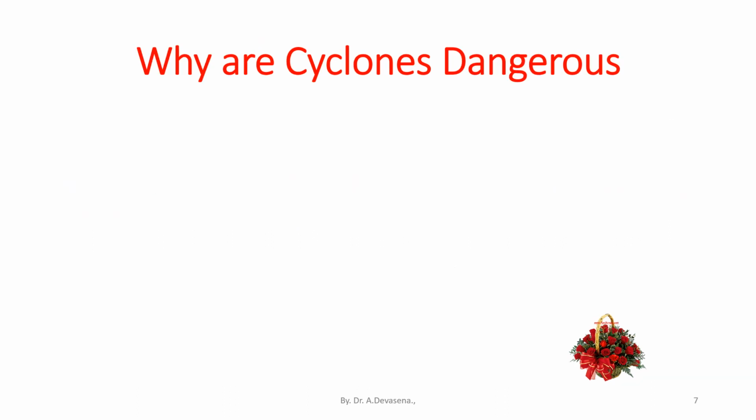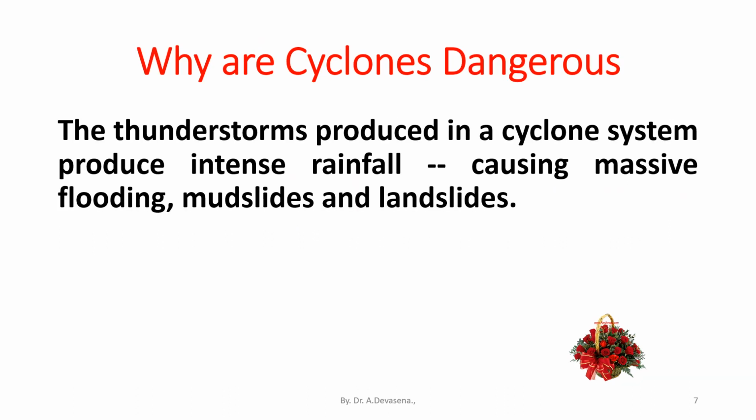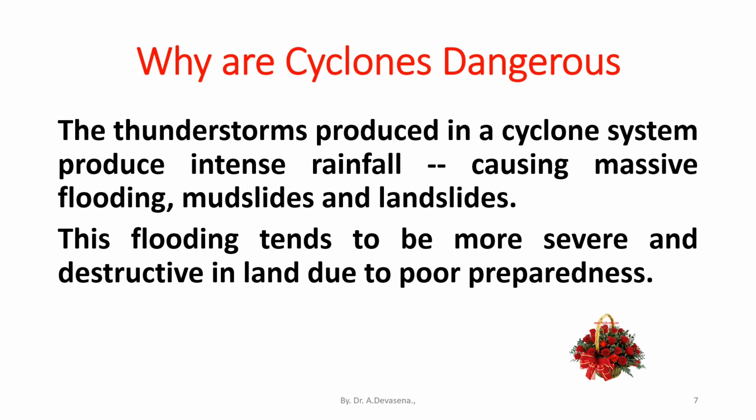Why are cyclones dangerous? The thunderstorms produced in a cyclone system produce intense rainfall, causing massive flooding, mudslides and landslides. This flooding tends to be more severe and destructive inland due to poor preparedness.